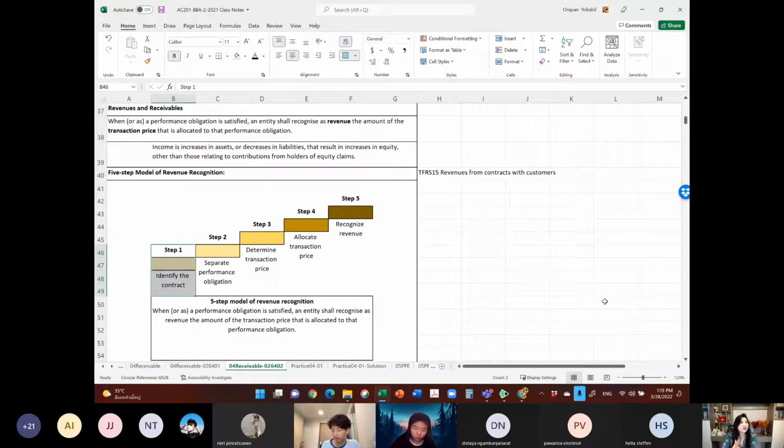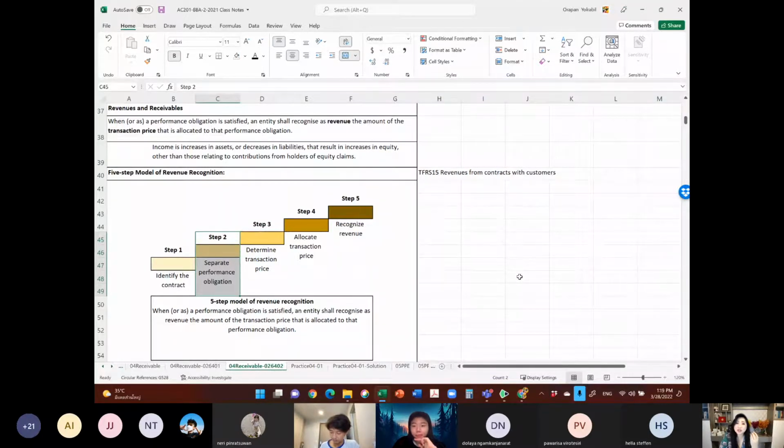So first of all, you have to identify the contract that you have with the customers. Once you have that contract, then you look at the obligations that you have to do. What we call here is performance obligation, meaning that these are the things that you have to do for the customers. For example, you may sell the products to the customer, and then you also have to provide after sales services to them for 1 year after the sale. So there may be more than just one performance obligation.